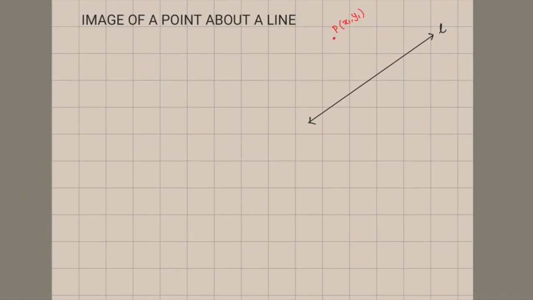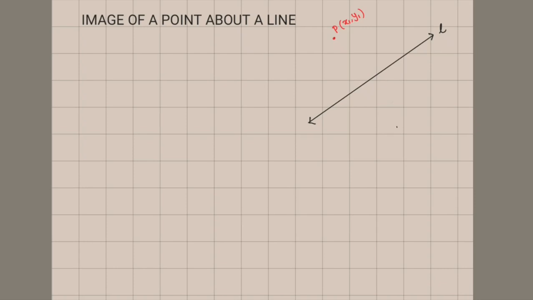Hello guys, today we will see how to find the image of a point with respect to a line mirror L. In the previous class we have seen how to find the foot of the perpendicular and we got some condition. This also looks so similar. Let's see how to find this.